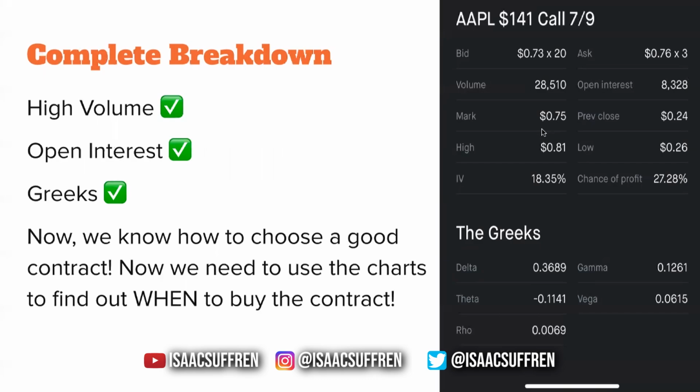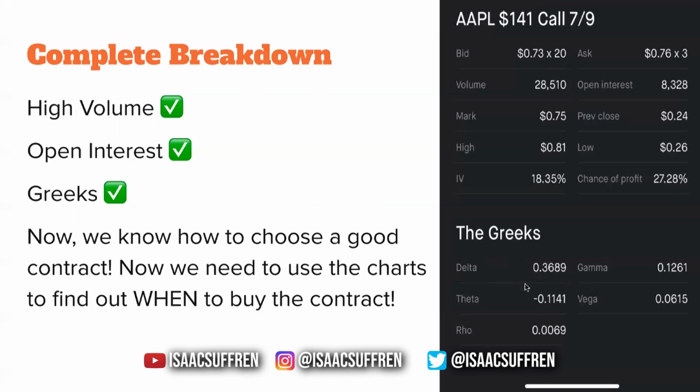Look at this contract. This is a perfect example of a really good contract. Now, this is Apple. This is a $3 trillion company. They just hit $3 trillion market cap. Their volume and open interest is always going to be high for their contracts because of who they are, right? So 28,000 volume and 8,328 open interest, that's what it's going to be. That's really high volume, really high open interest.